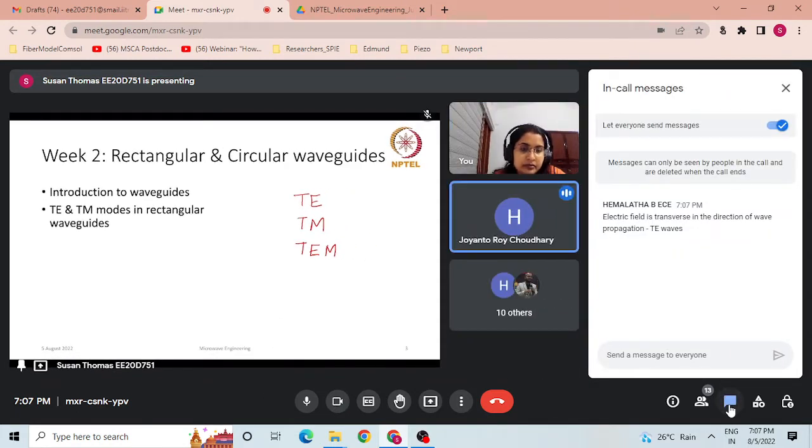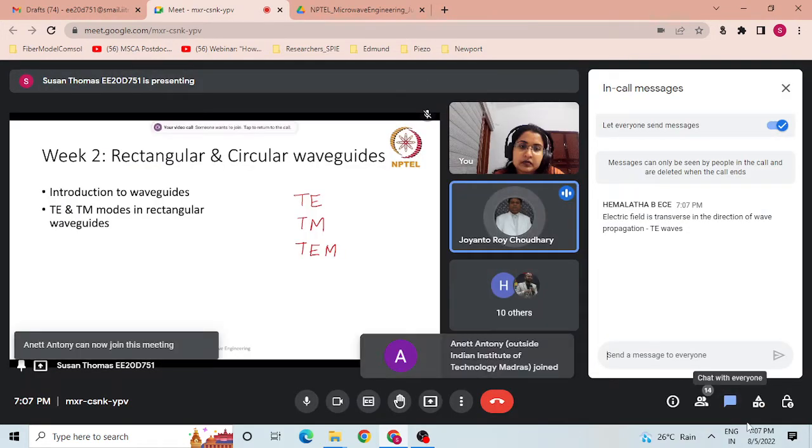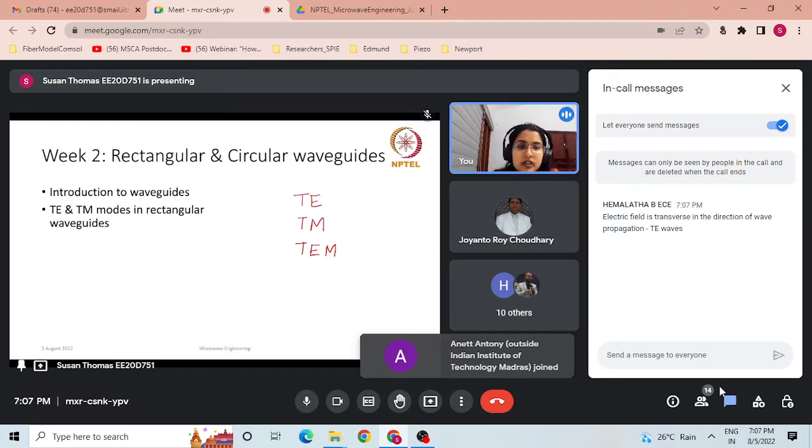In transverse electric mode, hello, I am Jayanta Rai Choudhury. In transverse electric mode, if the direction of propagation of the electromagnetic wave is in the z direction, then the electric field in the z direction will be zero, and the magnetic field in the z direction will not be equal to zero. That is for TE. And for TM, just the opposite: the magnetic field in the z direction will be zero, and the electric field in the z direction will not be equal to zero. And for TEM, electric and magnetic fields will be transverse to the direction of propagation. Okay. Thank you, Jayanta Rai Choudhury.